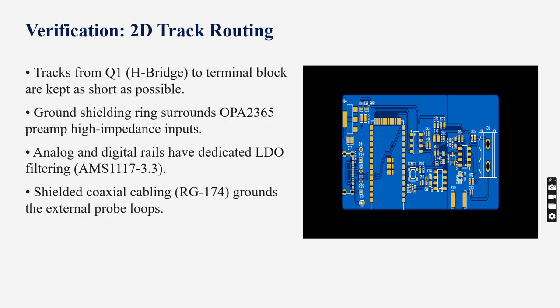Looking at the 2D track routing, the path from the H-bridge to the terminal block is kept as short as possible, minimizing stray inductance. We routed a ground shielding ring around the preamplifier's inverting input to guard against leakage currents. The analog and digital rails are isolated, and the external probe is connected via a shielded coaxial cable to ground the sensor loop.